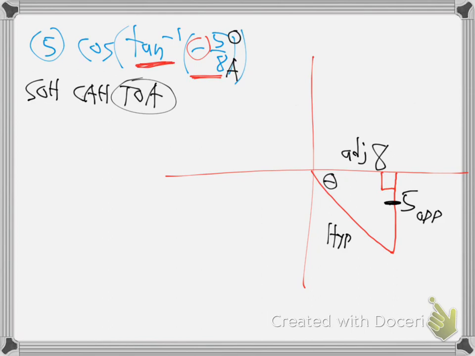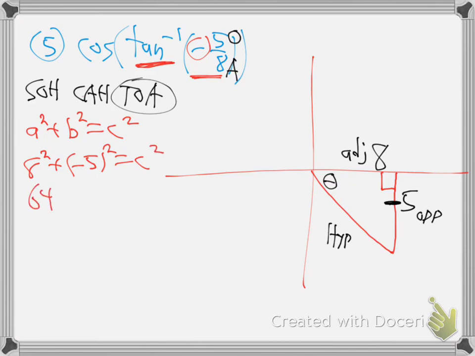Pythag, you know that. At this point, you're rolling, right? You know all this stuff. Just get through all that initial stuff. That's probably the hardest part. So that'd be 8 squared plus negative 5 squared is c squared. 64 plus 25 is c squared. 89 is c squared. Root it. So there it is. It's the root of 89 is the hypotenuse. We're ready to finish the question now.